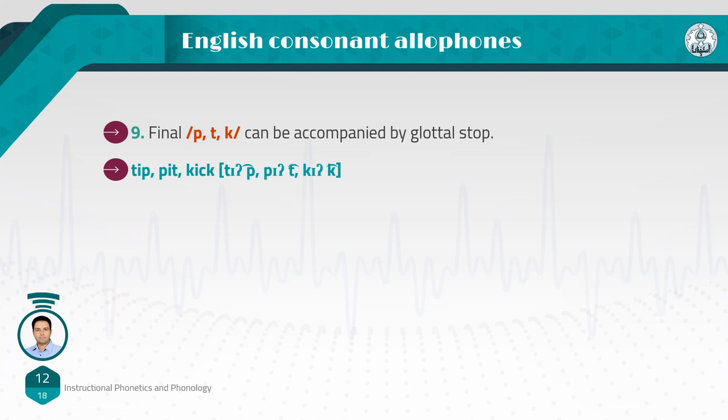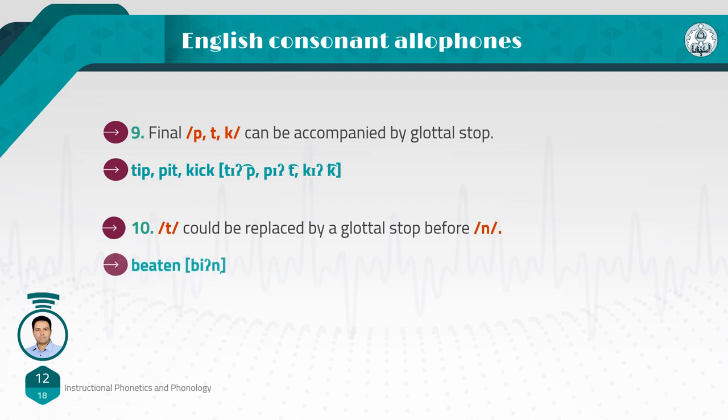And you can see the narrow transcription. Number 10. T could be replaced by a glottal stop before n. Beaten. Here, t comes before n. So we can replace this t with a glottal stop and we say beaten.